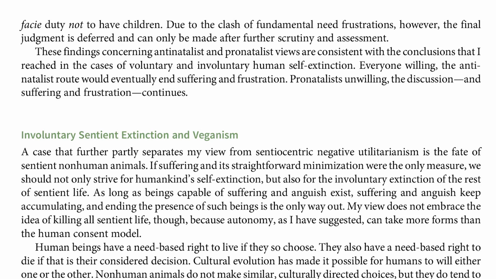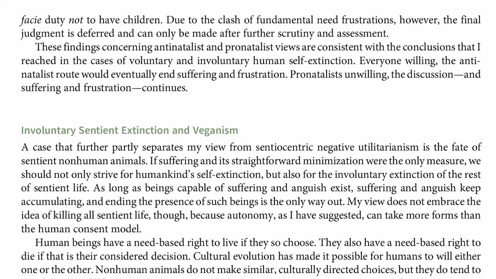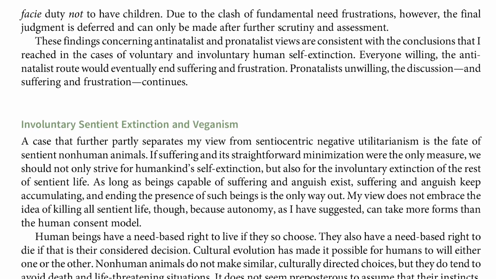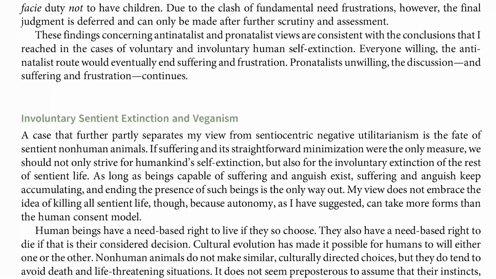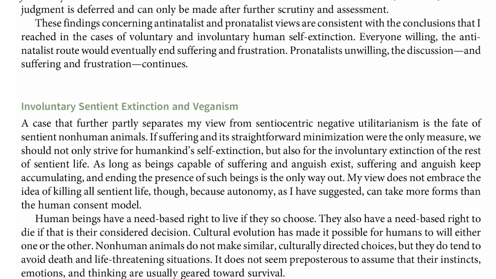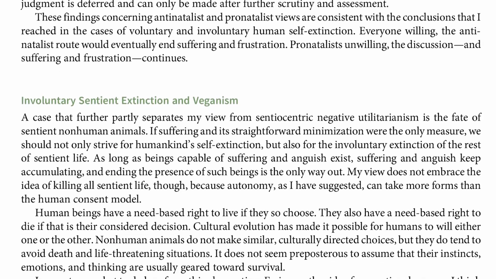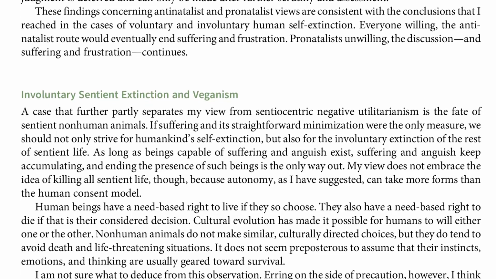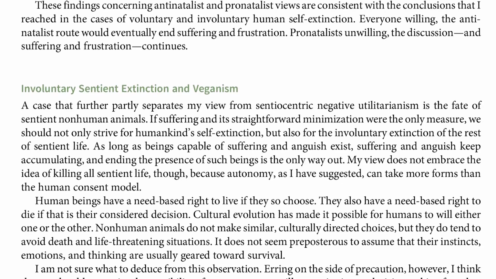Involuntary sentient extinction and veganism. A case that further partly separates my view from sentiocentric negative utilitarianism is the fate of sentient non-human animals. If suffering and its straightforward minimization were the only measure, we should strive not only for humankind's self-extinction, but also for the involuntary extinction of the rest of sentient life. As long as beings capable of suffering and anguish exist, suffering and anguish keep accumulating, and ending the presence of such beings is the only way out.